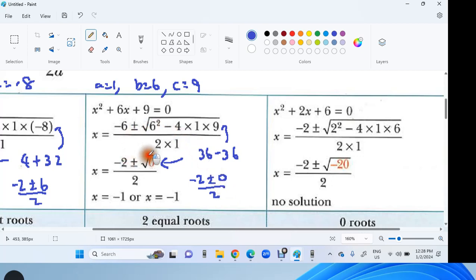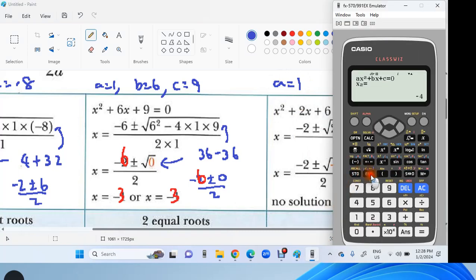Something is wrong. This is not 2, this is 6. Then it's negative 6 plus minus 0 over 2, so negative 3 and negative 3.